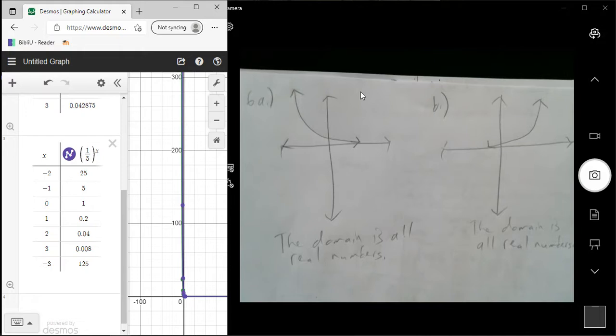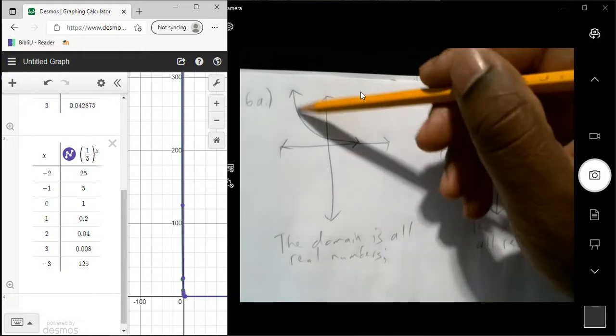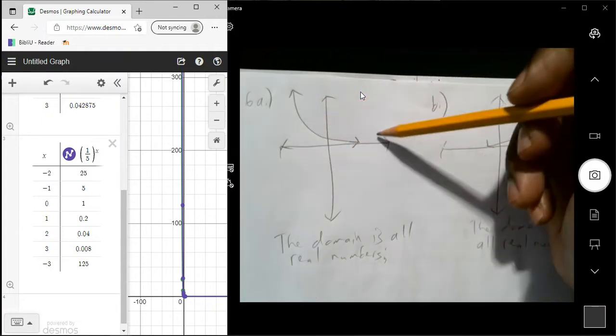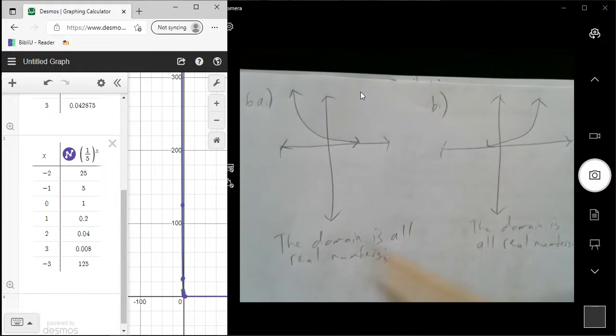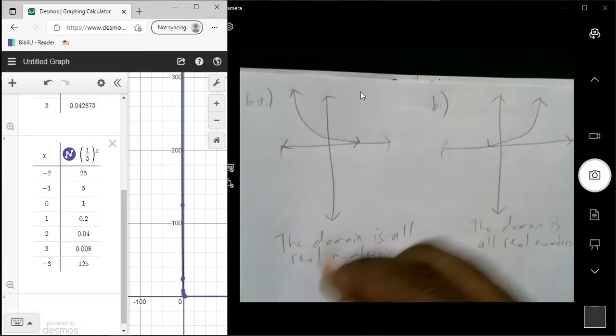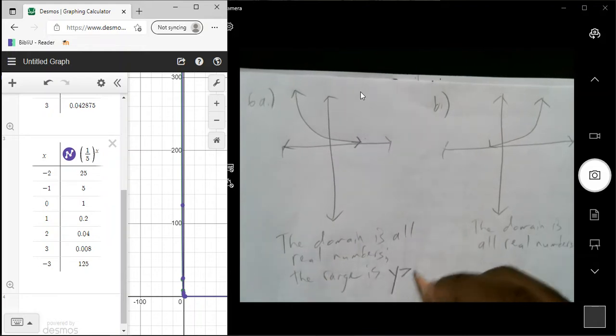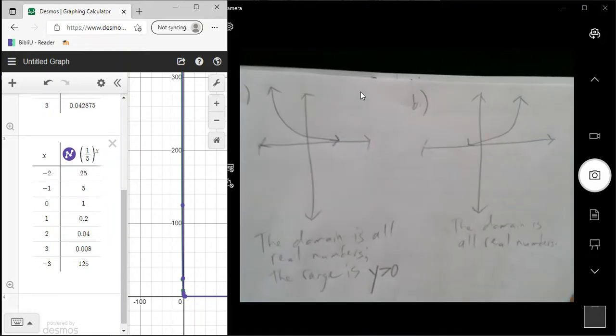Now we want to do the range. Now the range, the y value, if you notice, this y value never crosses the x-axis. It has all of the values, but it does not cross the x-axis. So we know above the x-axis is basically above 0, because 0 is on the x-axis. So this is above the x-axis. So the range is y has to be greater than 0. It can't equal 0 because it never hits the x-axis. So the range will be greater than 0.